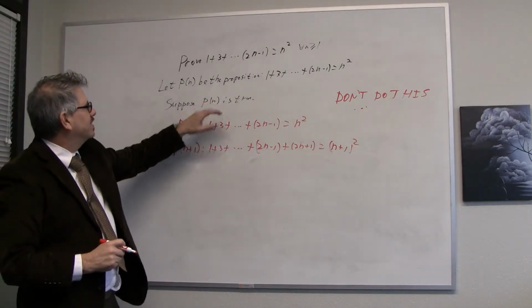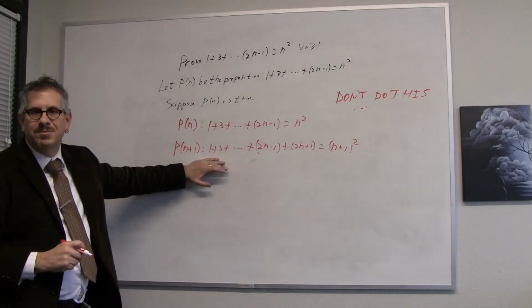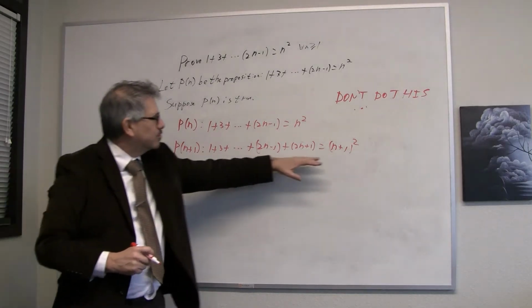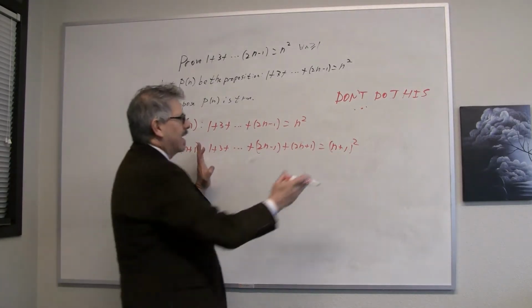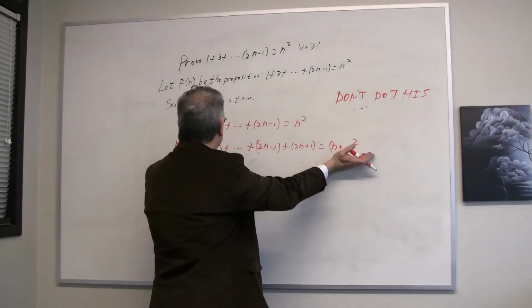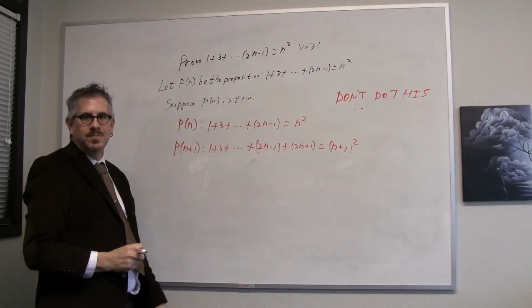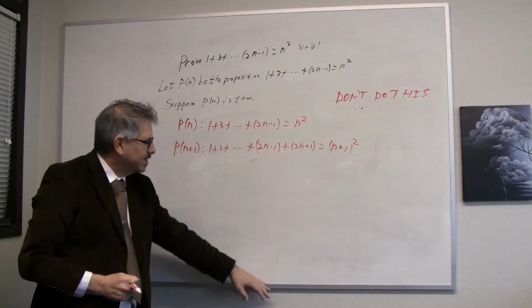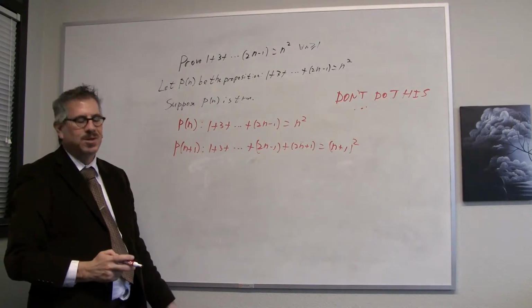As soon as I do this, yes, I've stated what P of n plus 1 says. I've assumed P of n is true. I've made no assumption about P of n plus 1. So while this is what P of n plus 1 says, I have no way of saying whether or not this equality is true. And if I start working from here, everything that comes after is suspect.